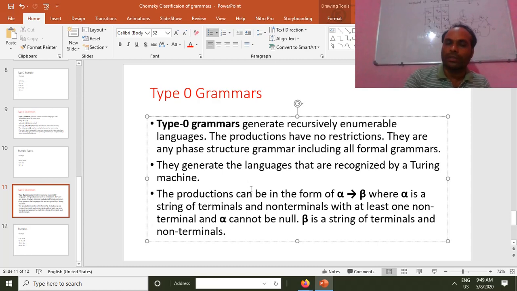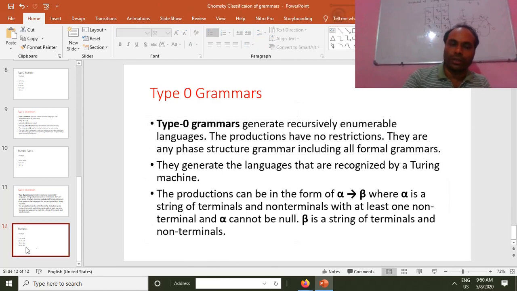Something should be there in the left hand side, right? Either terminal or non-terminal you can represent, not an issue. But remember, don't keep epsilon on the left hand side. On the left hand side you have to give at least one terminal or non-terminal symbol. But on the right hand side anything you can give: terminals, non-terminals or epsilon. So I am giving some representation examples.